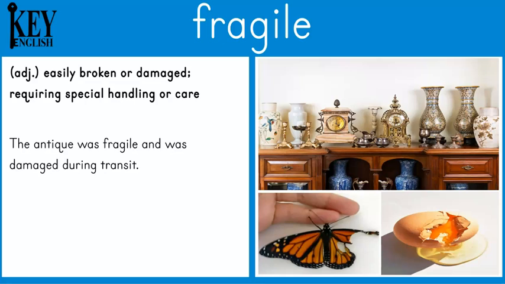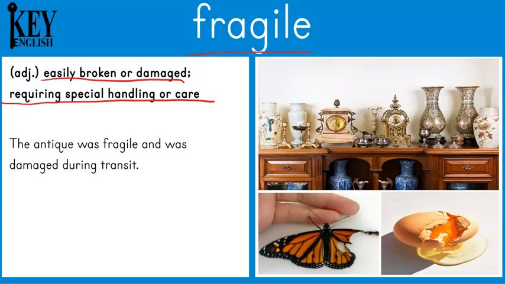Our next word is fragile. Fragile is an adjective, and something that's fragile is easily broken or damaged. It requires special handling or care. So you have to be very careful when you have something that's fragile because you can damage it easily. And you need to hold those things very, very carefully. That way they don't get ruined.